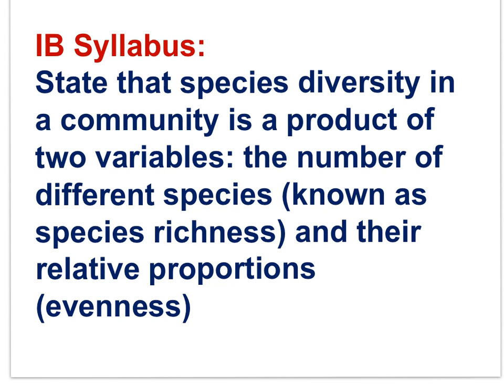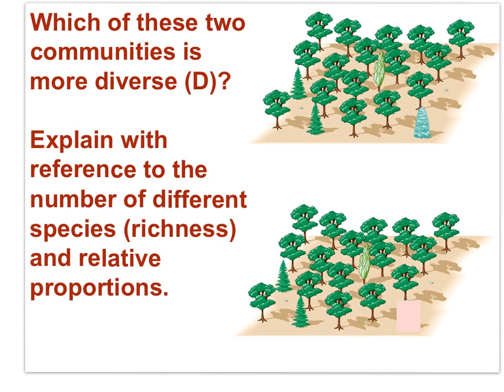So while I defined diversity earlier in this movie, here is our first IB syllabus statement. State that species diversity in a community is a product of 2 variables: the number of different species, known as species richness, and their relative proportions, known as evenness. Examine the upper community and the lower community carefully. Consider which one of these communities is more diverse and why.